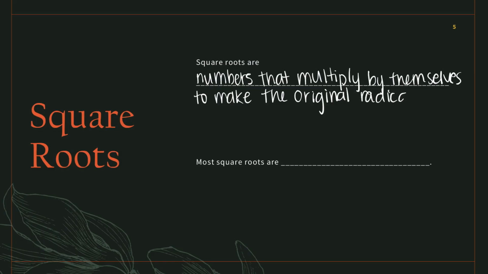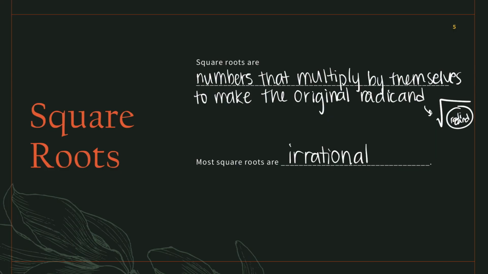And radicand is a fancy word for if you have a square root, the thing on the inside is the radicand. Okay. Most square roots are irrational. A lot of square roots that you'll see, especially on paper, are going to be perfect squares, like 4 is a perfect square because the square root of 4 is 2, or 9 is a perfect square because the square root of 9 is 3.